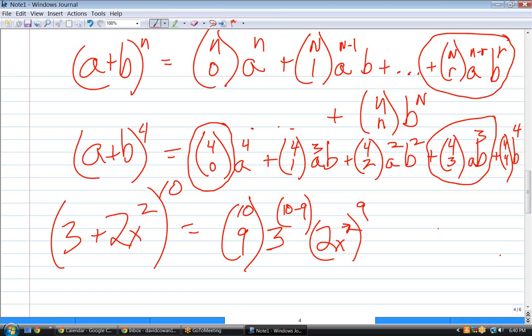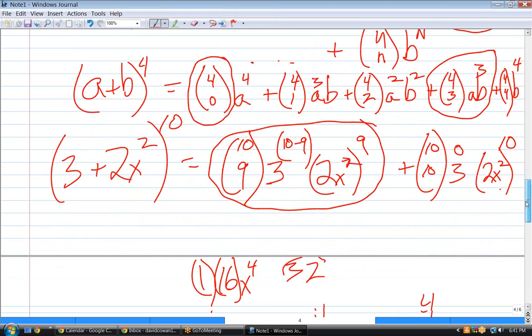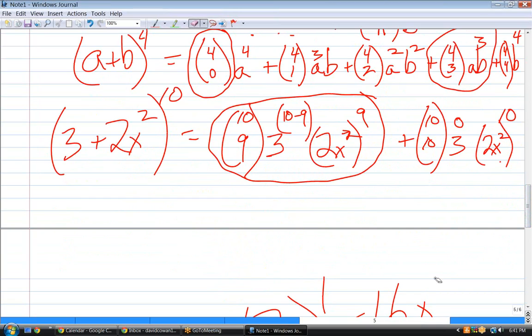Now, the very last term would be 10 choose 10. There is no 3, or 3 to the 0th power. And finally, 2x squared to the 10th. Okay? So we wanted the 10th term right there. So let's figure out what that coefficient is. First of all, what is 10 choose 9?